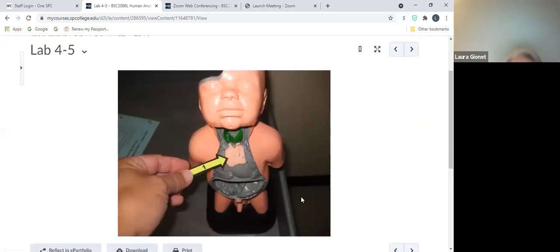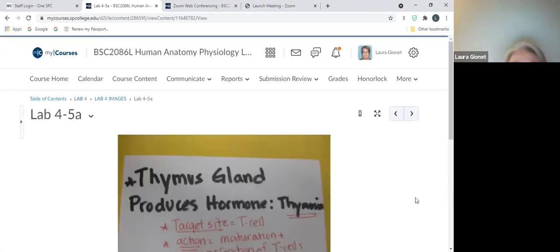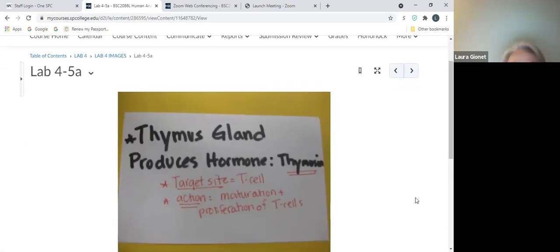Okay, and then here we have another naked baby on a plate. This is a similar model. It just has a different tone to the skin. The thymus gland produces thymosin, the hormone. It stimulates T cell maturation, or T lymphocyte maturation or immunocompetence. And that immunocompetence occurs in the thymus gland.